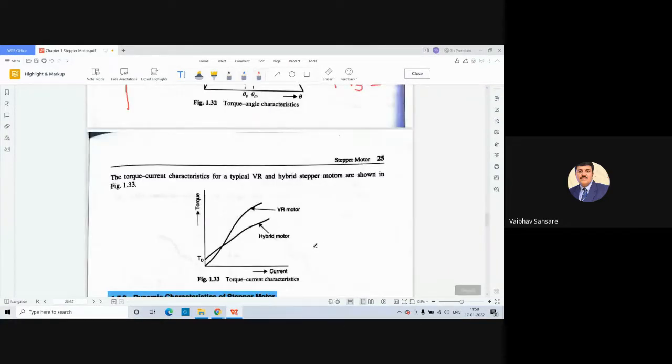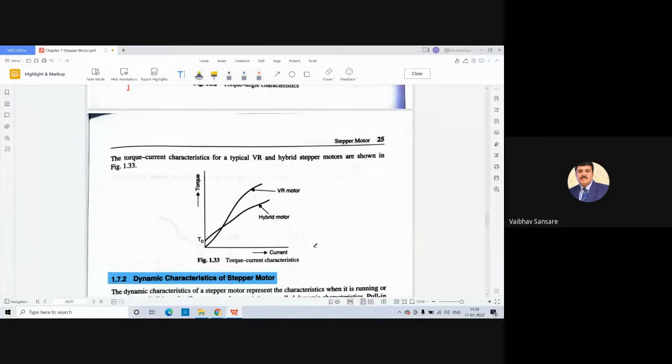Similarly, we can plot torque versus current characteristics. This current is actually the excitation current. The same procedure has to be followed. That means initially we have to bring the motor to the equilibrium position. After that, we apply load torque to the motor, and by varying the load torque, we measure the excitation current.